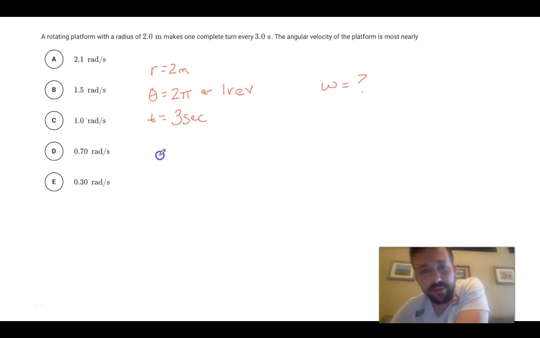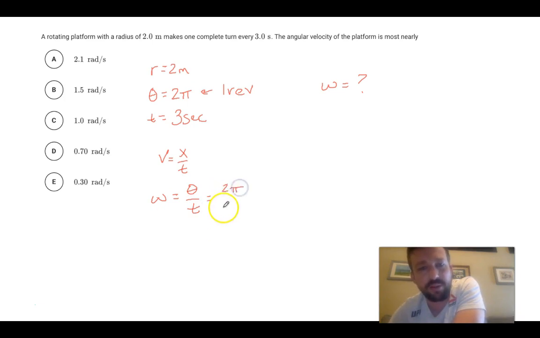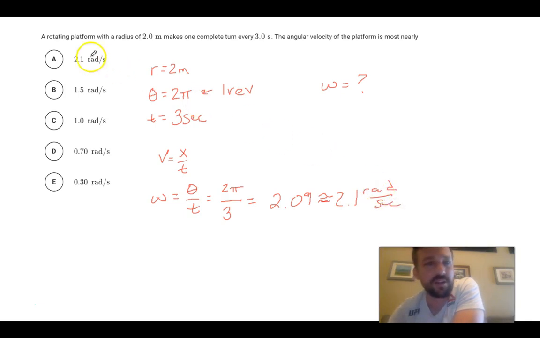So linear velocity is distance over time, just like we did on the last one, right? If you want angular velocity and it's constant, like they're making it here, it's theta over time. Theta is 2 pi because it made one complete revolution, over the time, 3 seconds. If you divide those, you get 2.09, which is basically 2.1 radians per second. And there's our answer. And I avoided even using r.